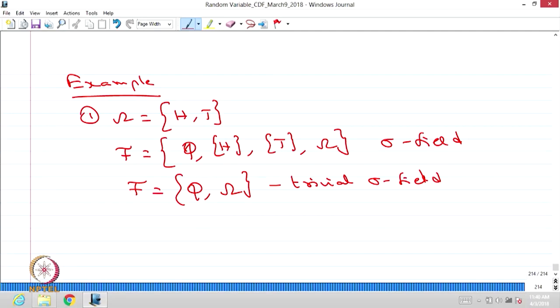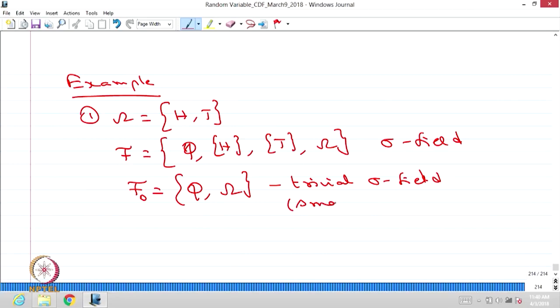Some books use the notation F suffix naught. If it is F suffix naught, that's a trivial sigma field. So not only is this a trivial sigma field, this is the smallest sigma field also. Since I used the word smallest, the other one, which has the empty set, singleton elements and the whole set, is the largest sigma field.